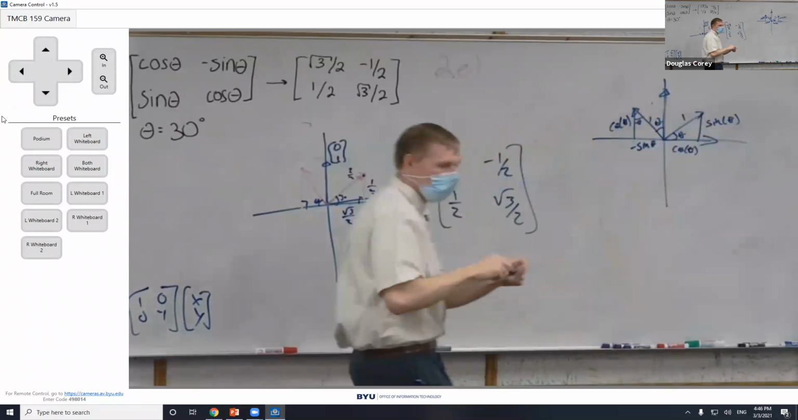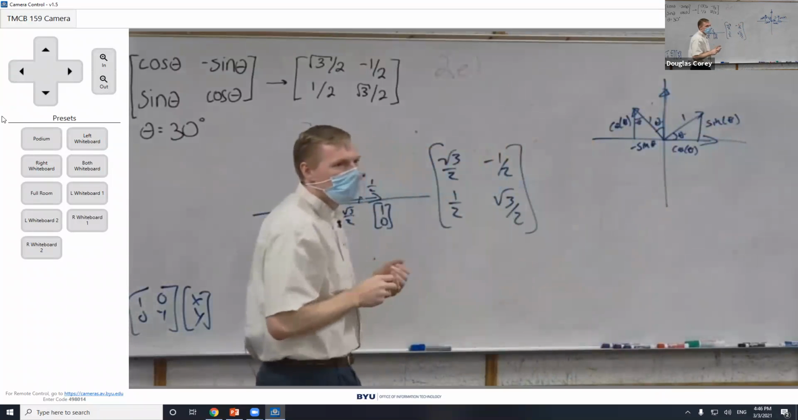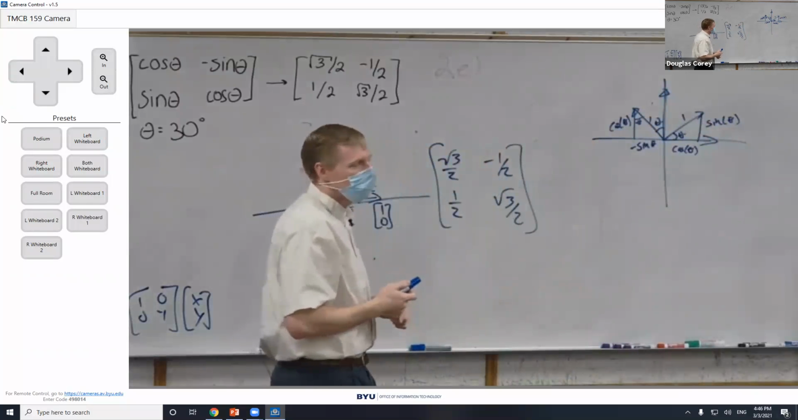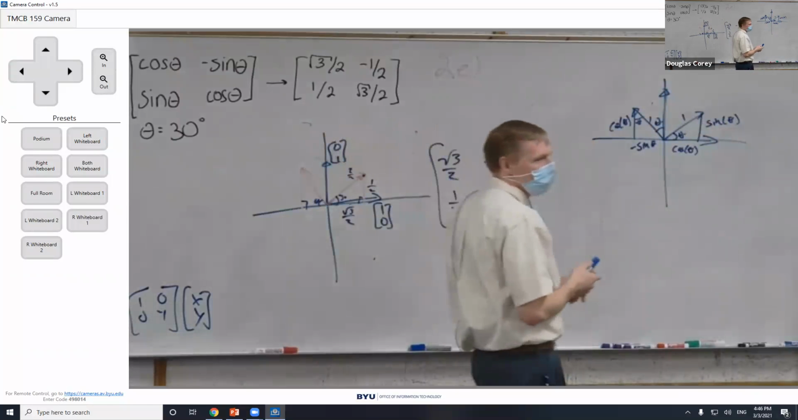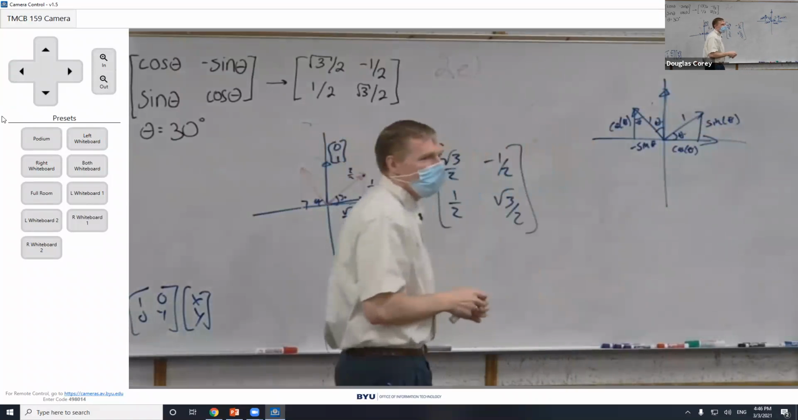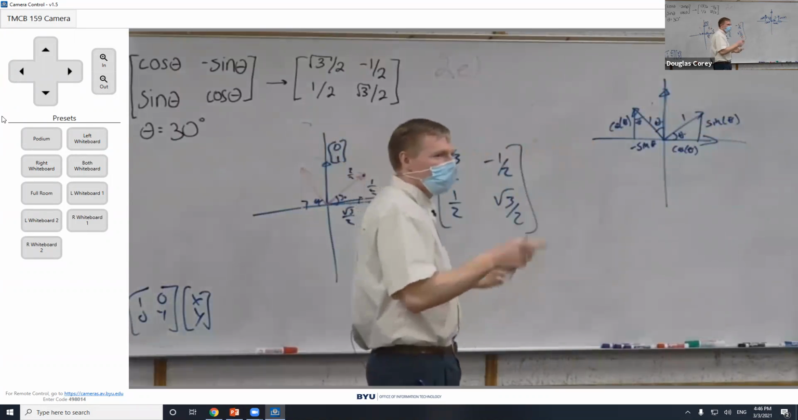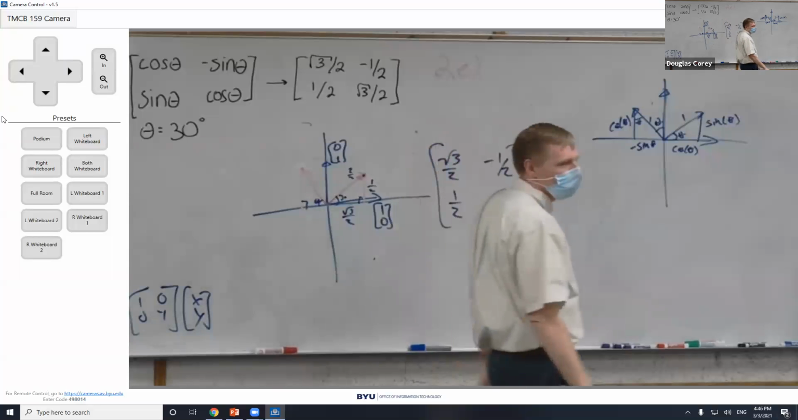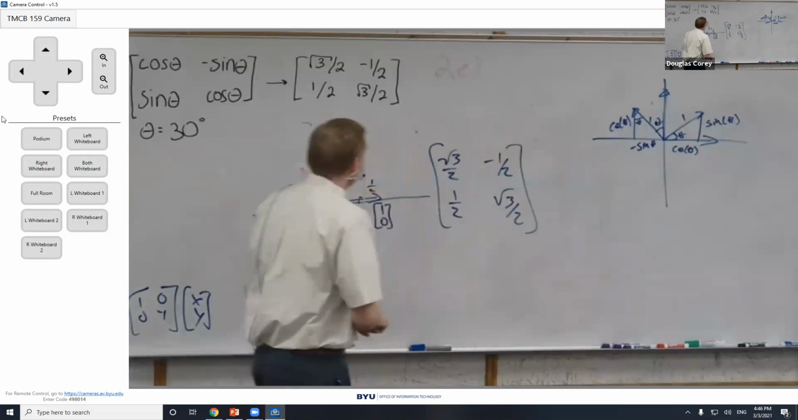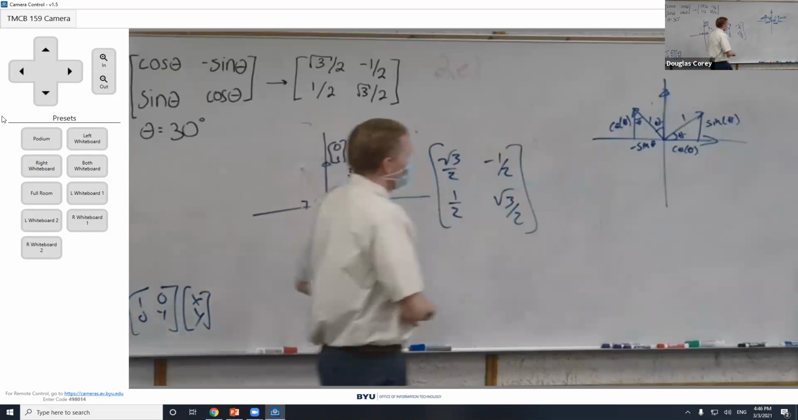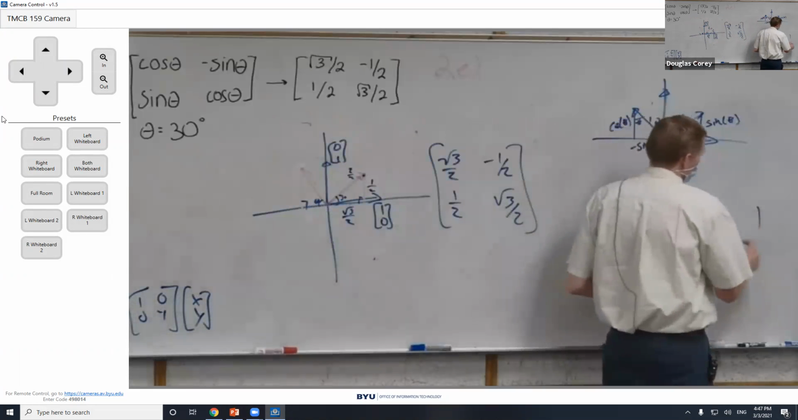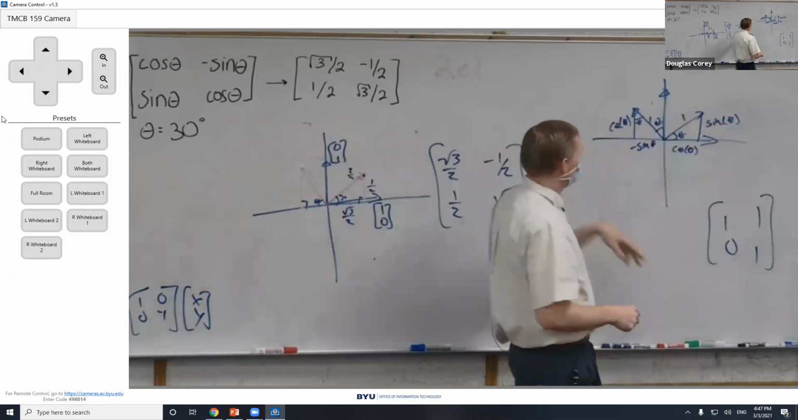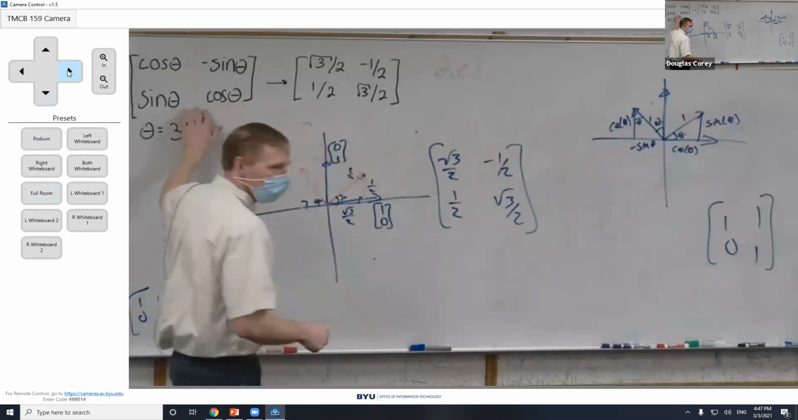Shearing is not the same as rotating. So, for a particular segment, you might be able to do a certain rotate and stretch thing to get it to look the same as a shear, but they're not the same. For example, a shear is something like 1, 1, 0, 1. This is a shear. That's not the same form that we have here.